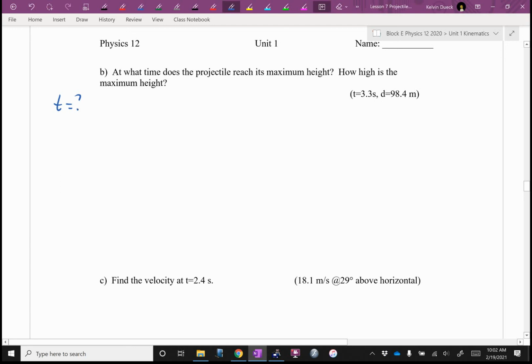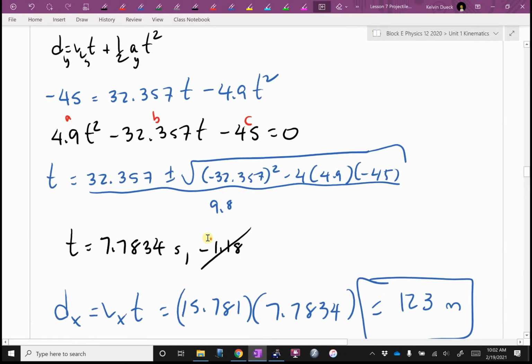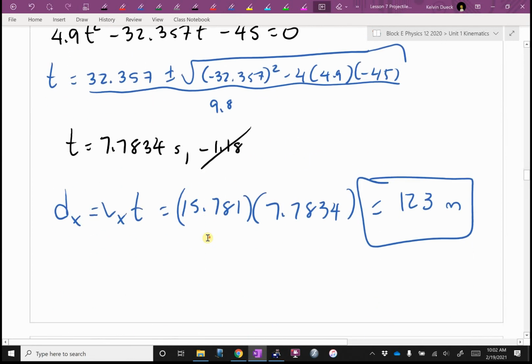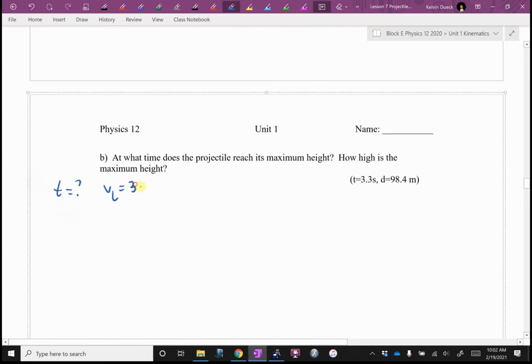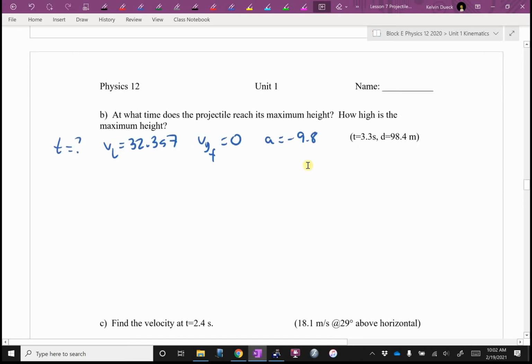Maximum height, does that suggest vertical or horizontal? Vertical. So I'm going to use Vy initial, which was 32.357. What's Vy final at the top? Yes. A equals negative 9.8. Hey, this is physics 11. We did a bunch like this. And it's nice, there's even a 0.